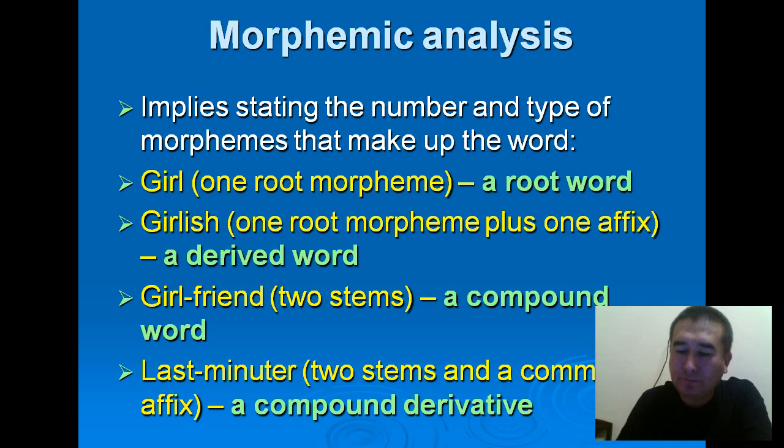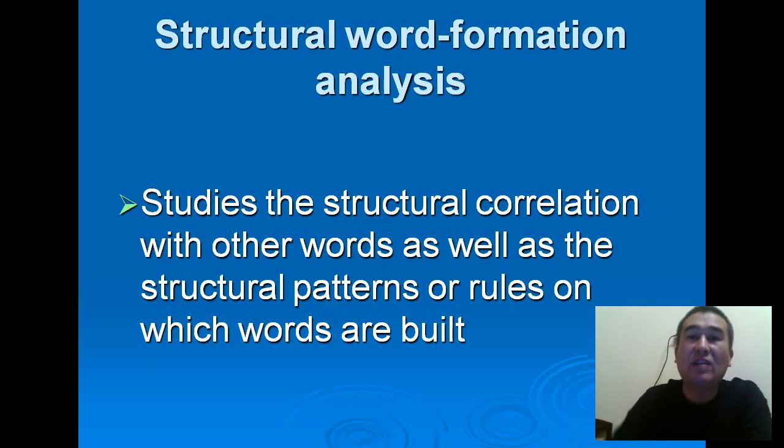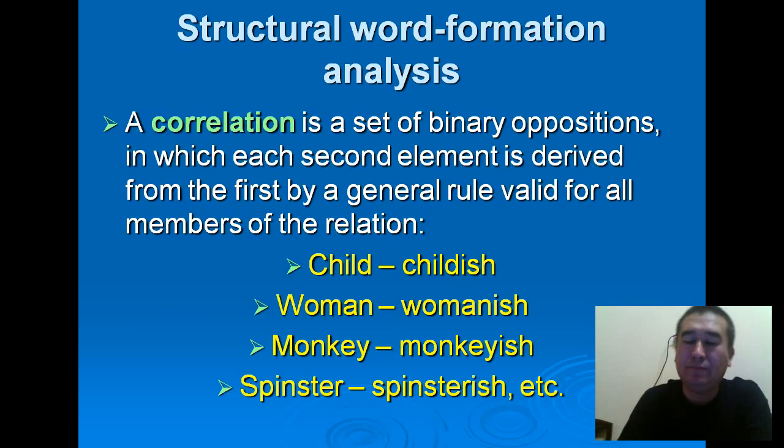Structural word formation analysis studies the structural correlation with other words as well as the structural patterns or rules on which words are built. A correlation is a set of binary oppositions in which each second element is derived from the first by a general rule valid for all members of the relation. Child, childish. Woman, womanish. Monkey, monkeyish. Spinster, spinsterish, and etc.